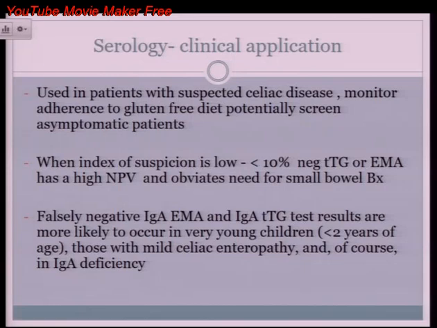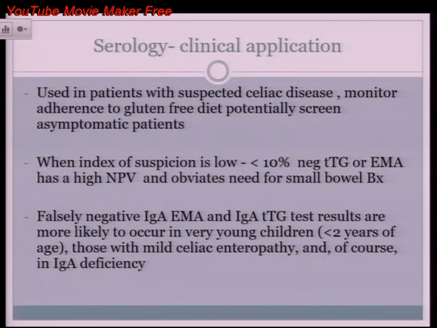So when you have a low index of suspicion of celiac disease, less than 10%, you check the serological test, you check TTG, and if the TTG is negative, you can just stop there and say the patient doesn't have celiac disease if the index of suspicion is low. You don't need to do an endoscopy or biopsies for those patients unless they have other symptoms. False negative tests are more likely to occur in very young children, those with mild celiac disease, and of course those with IgA deficiency.